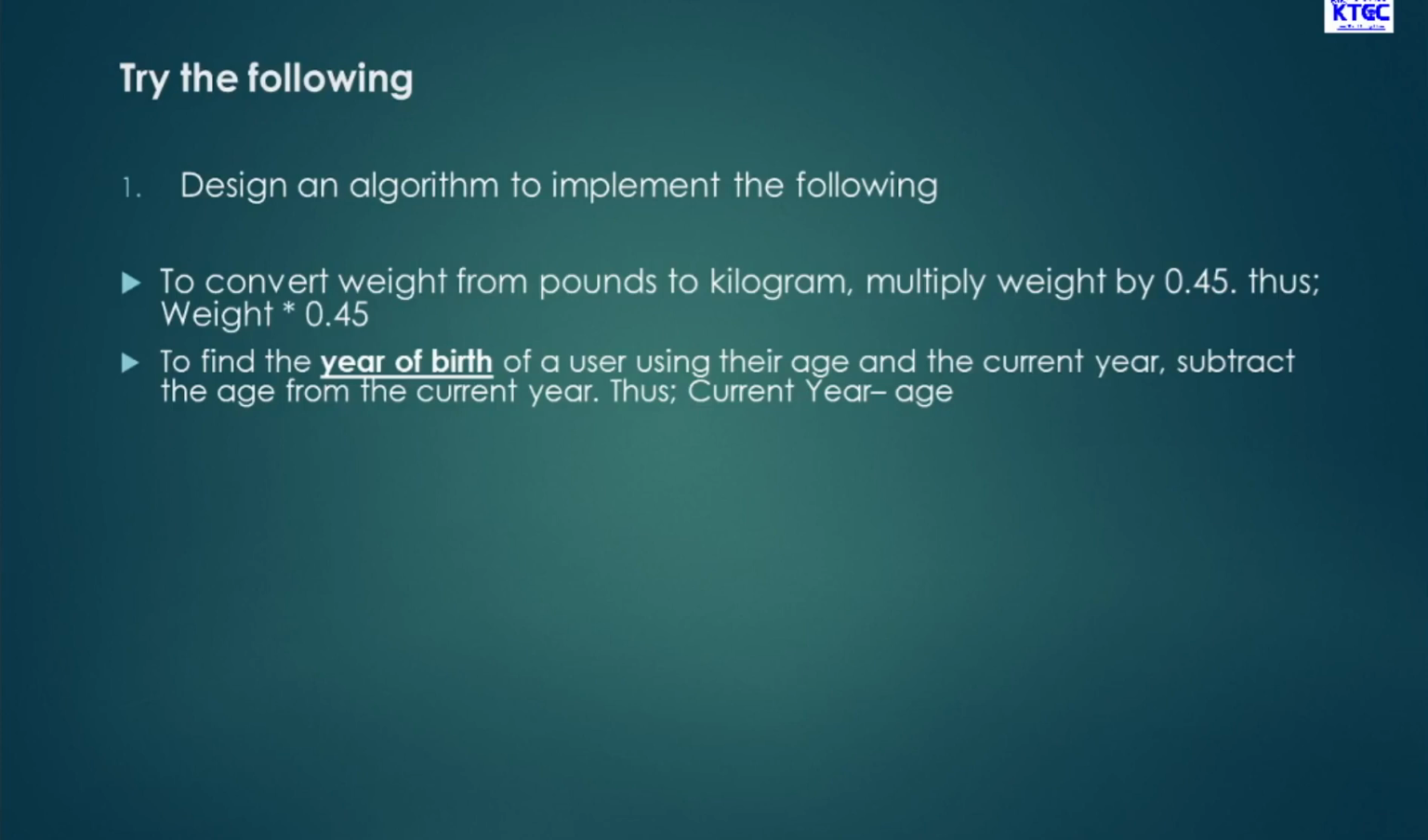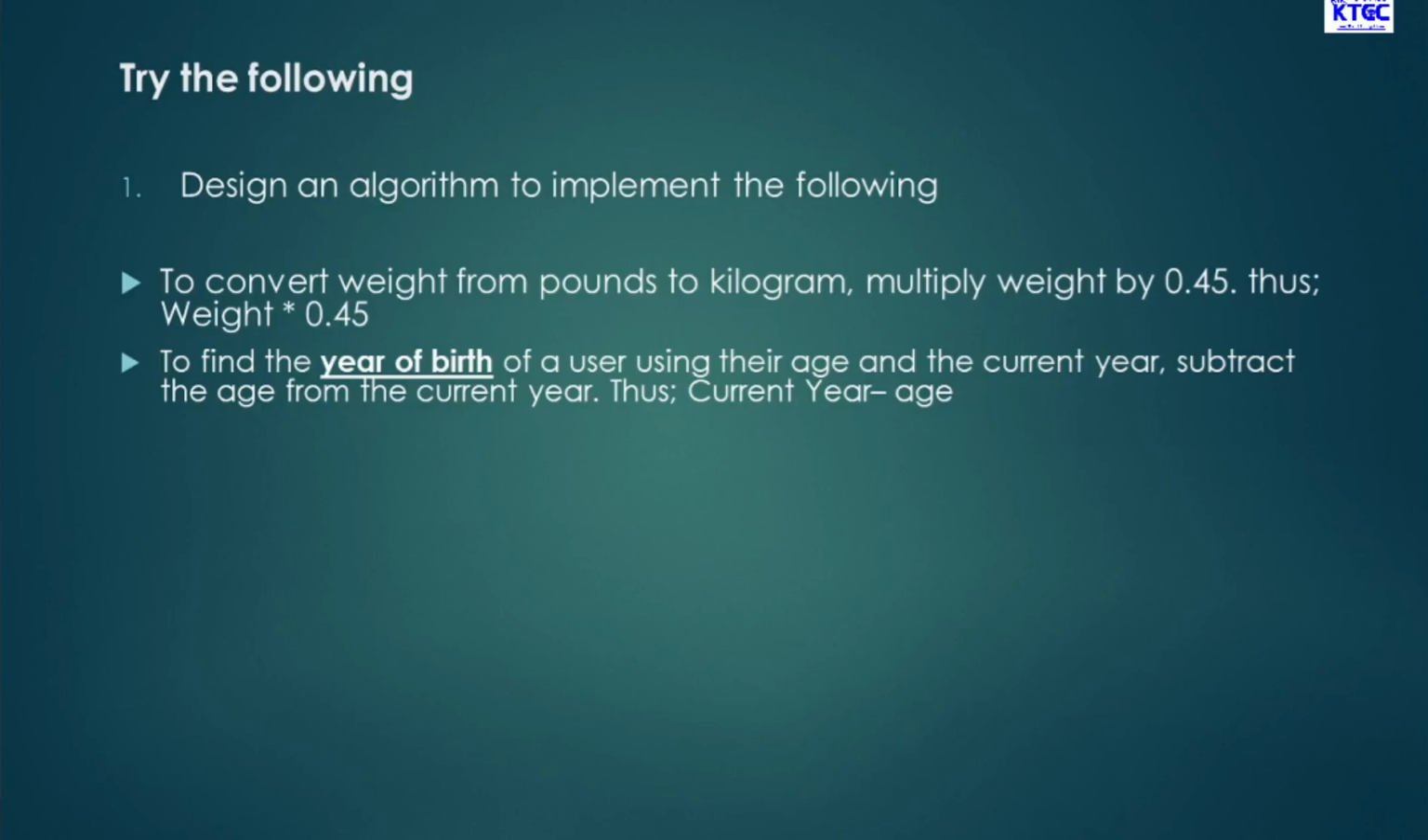First of all, let's look at what we have to try. Design an algorithm to implement the following. 1, we have to convert weight from pounds to kilograms. So to do that, we have to multiply the given weight in pounds by what? 0.45. And that gives us the weight from pounds to what? Kilograms. In the example, we converted from kilograms to pounds. So this is the vice versa here.